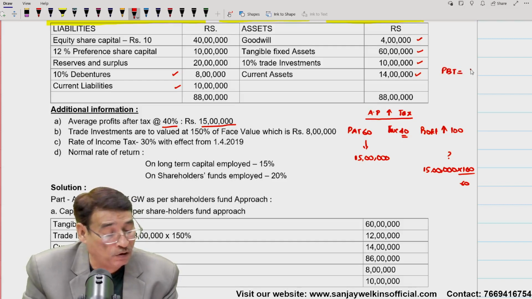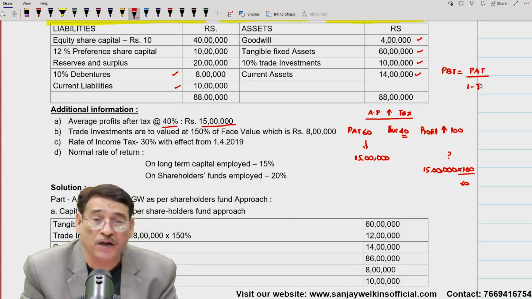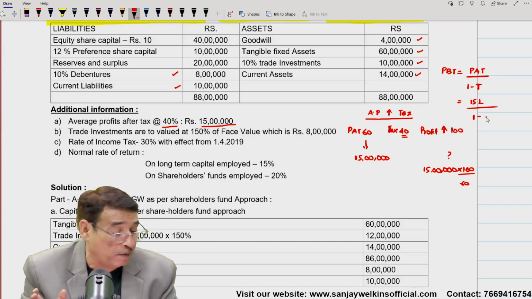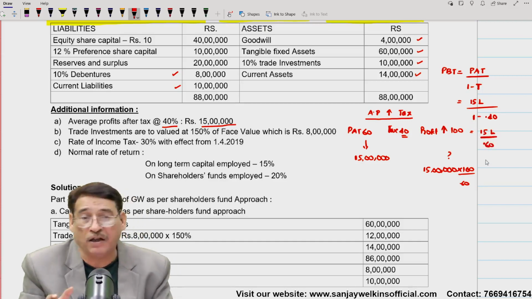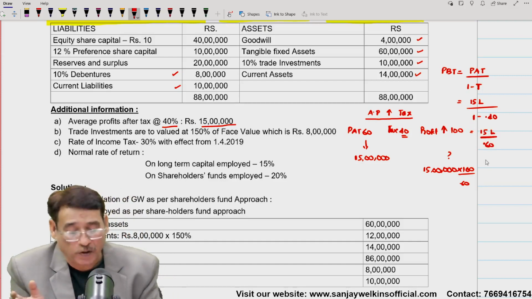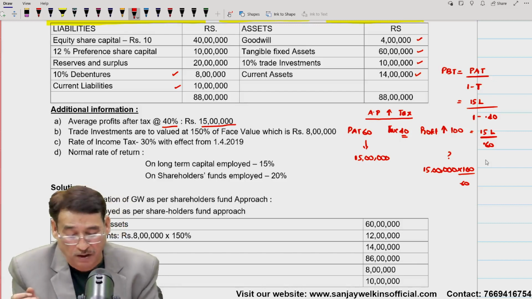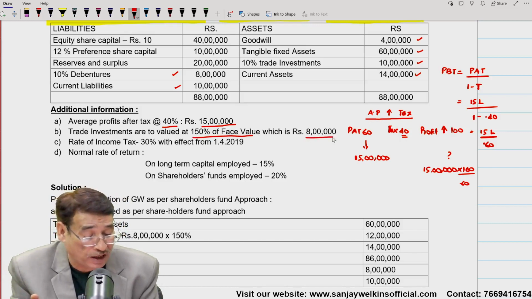Profit before tax is always equal to profits after tax divided by 1 minus tax rate. For example, profit after tax is given to us as 15 lakhs and 1 minus tax rate is 1 minus 40%, or 0.60. Ultimately, it will be equal to 15 lakh divided by 0.60. So ultimately, you can see we are getting the same thing. Is it clear to you or not? Whenever you are given profit after tax, it is always better to first convert those profits into before tax.